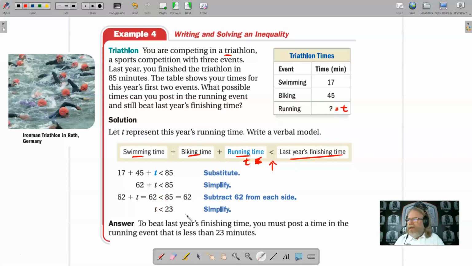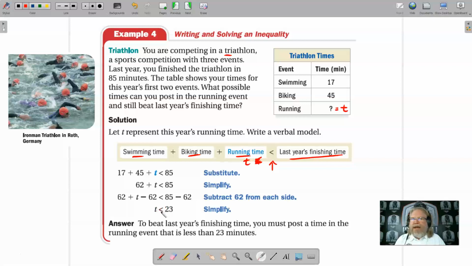And remember that's going to be in minutes, right? So our answer is, to beat last year's finishing time, you must post a time in the running event that is less than 23. So notice that we use the less than sign because 23 wouldn't cut it. 23 would have been a tie with last year's time. We want to be better than last year's time, so we would not include the equal concept in there. We'd say we want it to be less than.